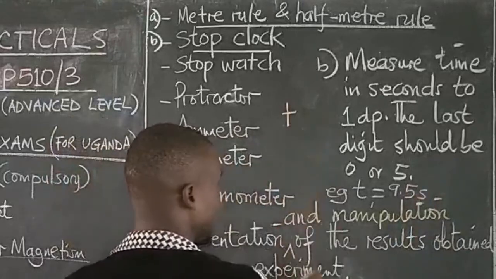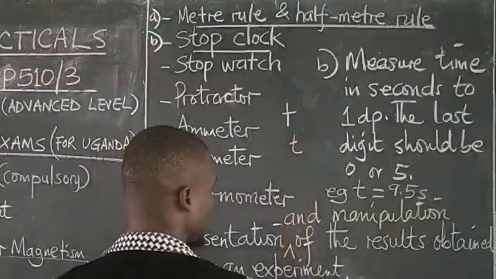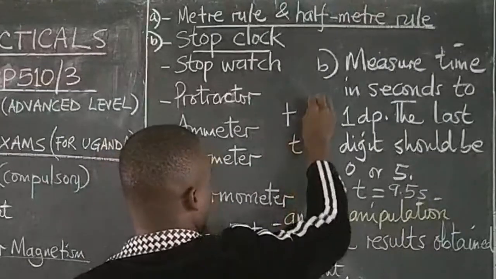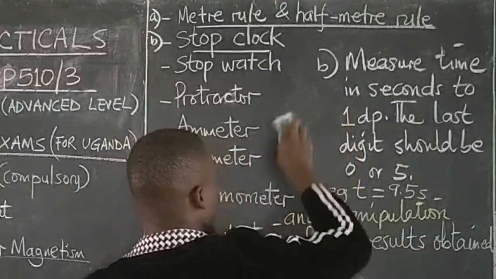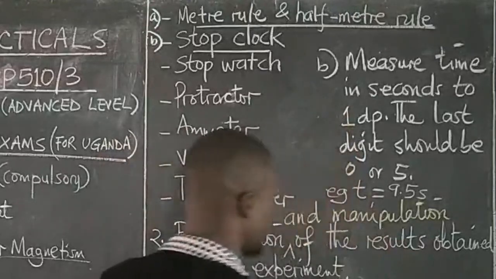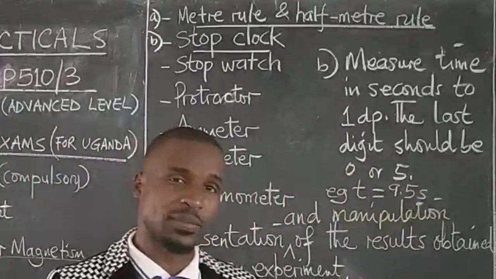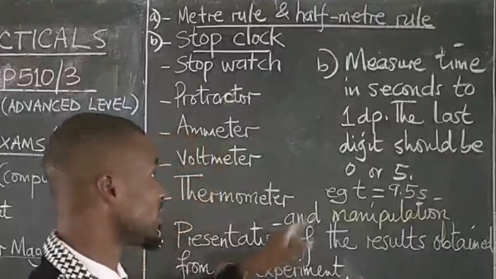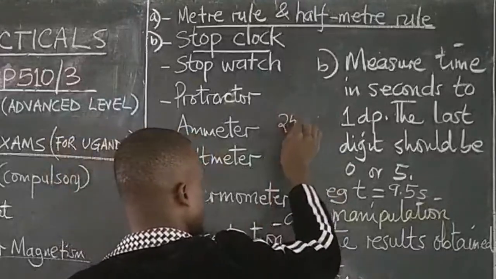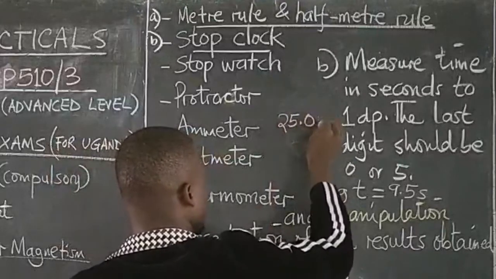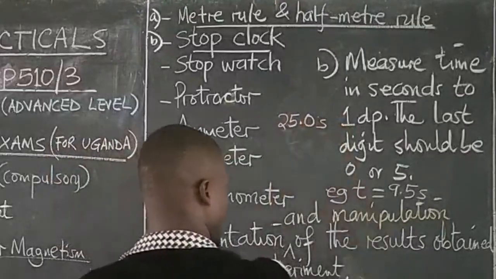T is not written like that. That's not a T in physics, that's a plus. T in physics is written, you cross through the T like this. That is a T in physics. All right. Now, you can have 9.5, 10.0, but always 1 dp. An example, if someone gets 25 seconds, they write 25.0 seconds. A small s.